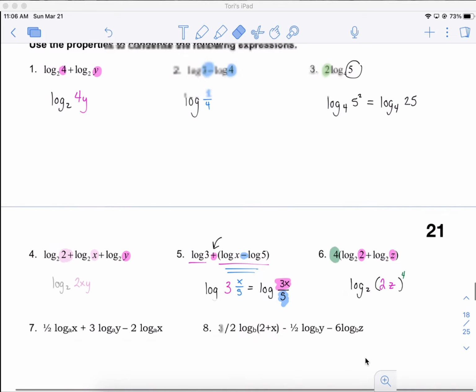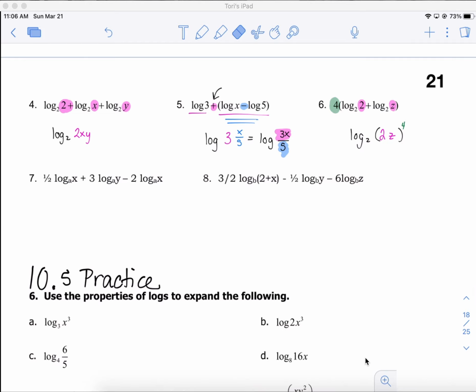If you need to pause, write down 4, 5, and 6. Go ahead and do that now. We have 2 more problems left.